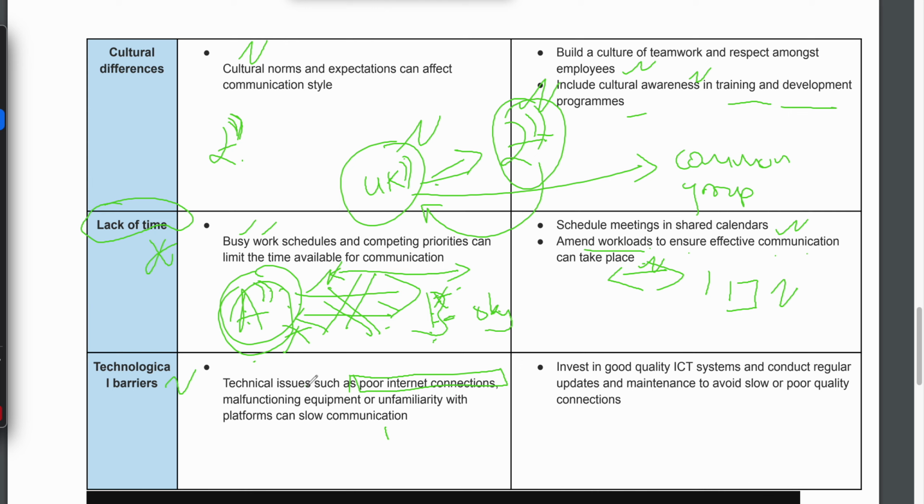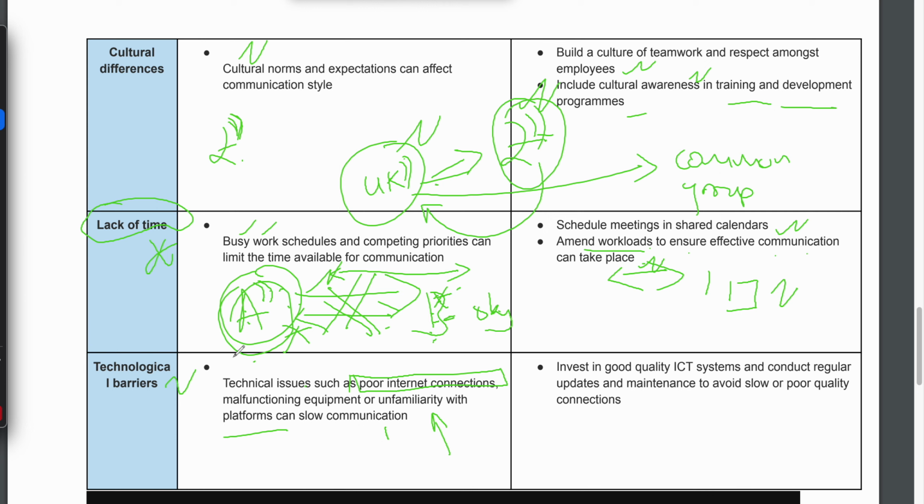So we're saying that technical issues include a poor internet connection, malfunctioning equipment, and even unfamiliarity with platforms. If I ask you to have a lesson with me on Google Meet, you might not be well versed with Google Meet, which might affect your understanding of what I'll be trying to explain over the platform, because you need to learn the platform as well as I teach you. I hope that makes sense.